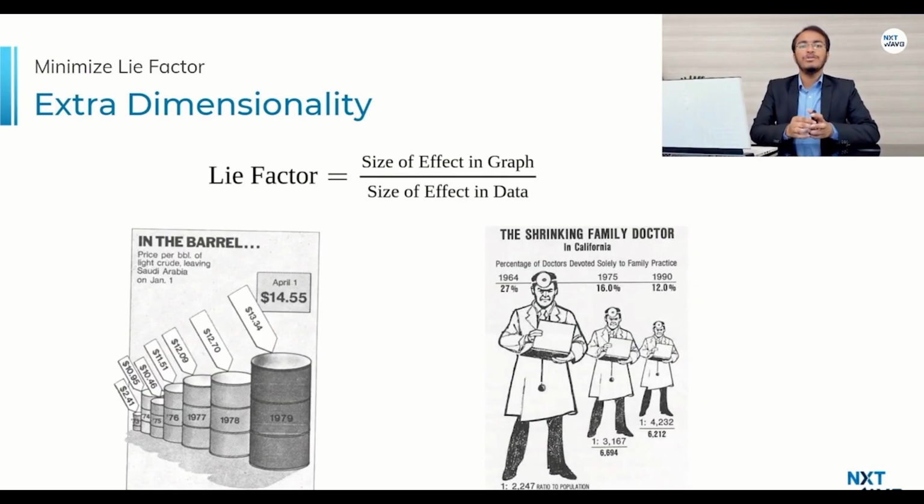And most of the time this happens when we use extra dimensions which are not actually necessary. So if you reduce these extra dimensions and just stick to 2 dimensions whenever it is sufficient, then these kinds of lie factors can be minimized. Now this is the second most important principle, that is minimizing the lie factor. Now let's go to the third one.